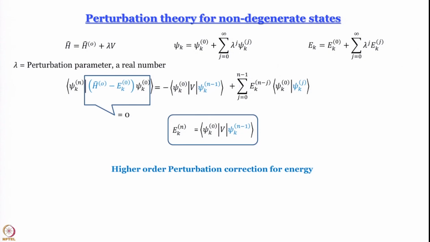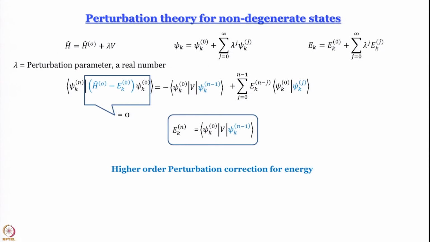For anharmonic oscillator we will have one form, for interaction it will be another, and for a non-rigid rotor it will be something else. So, depending on the system we will get different kinds of V. For multi-electron atoms it will be electron-electron repulsion and so on and so forth.